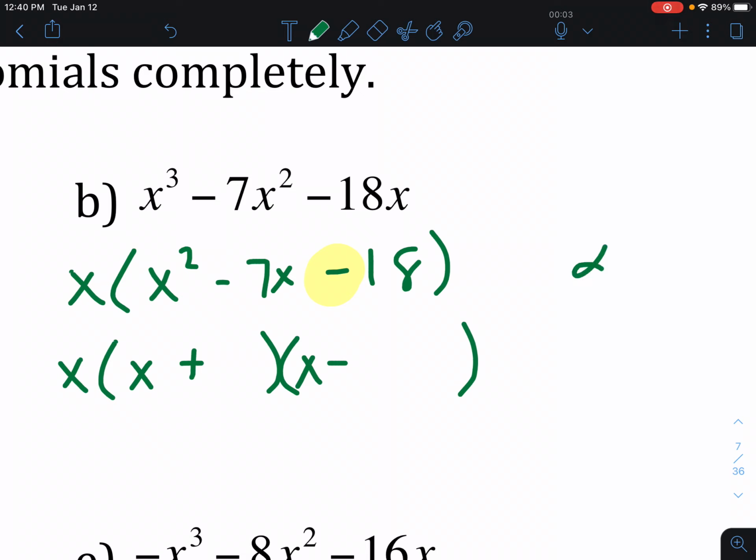Those would be 2 and 9. Remember, the rule is the sign of b goes to the bigger number. So the sign of b is a negative. It goes to the bigger number 9. So minus 9 and plus 2.